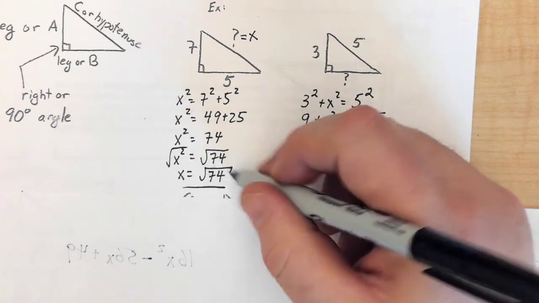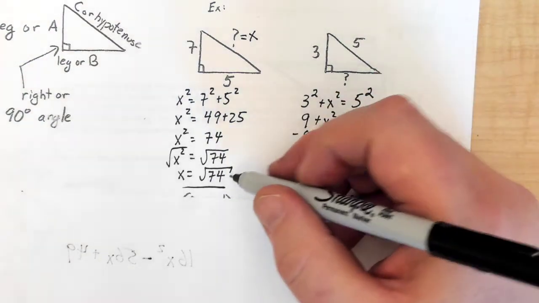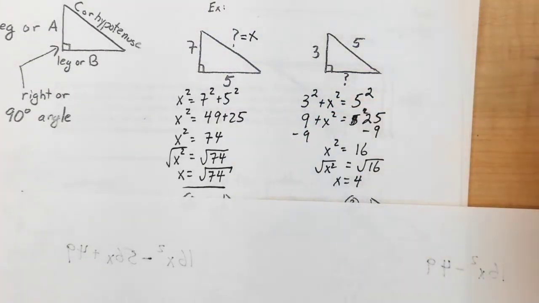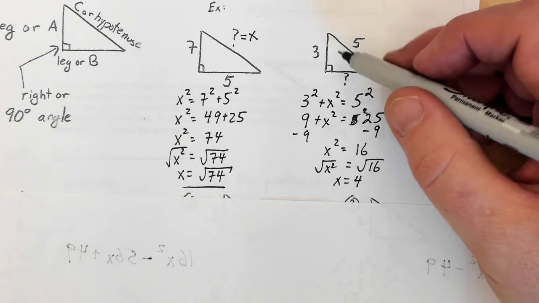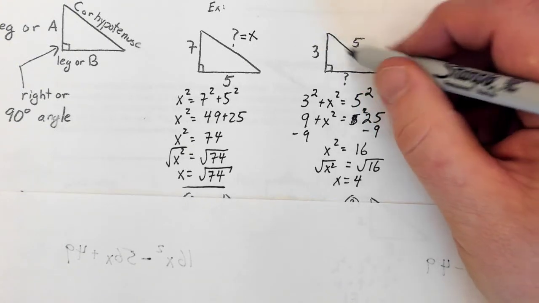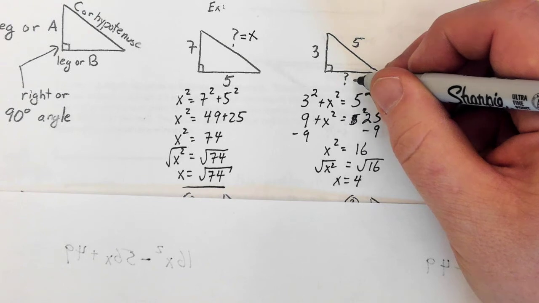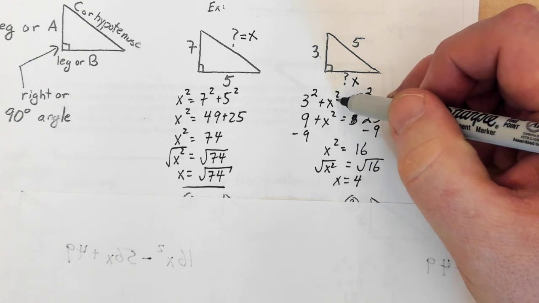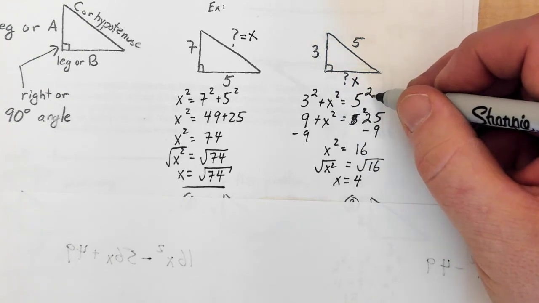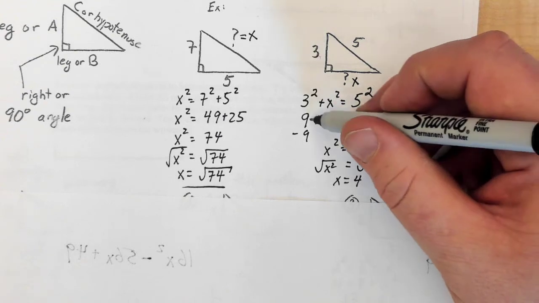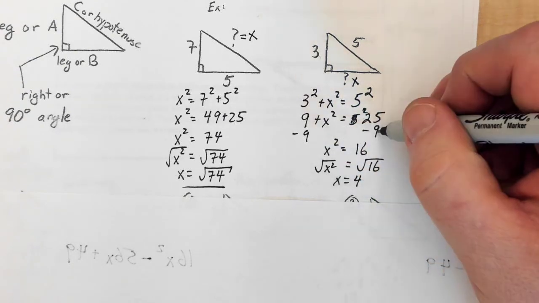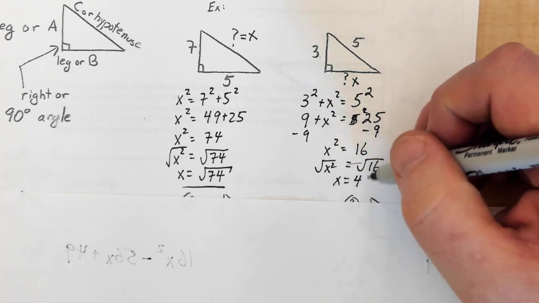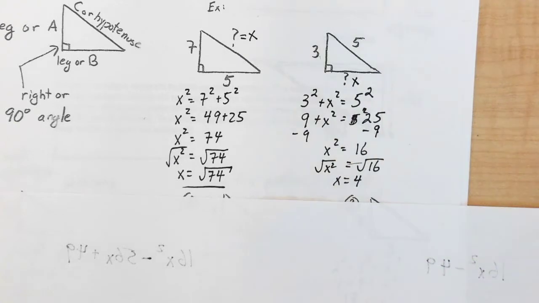The last thing I try to do is simplify the square root of 74. But there are no perfect squares that go into 74. So that's my final answer. One more example. Here I know one of the legs, and I know the hypotenuse, but I don't know this side, so I'm going to give it the variable x. So I know 3 squared plus x squared is 5 to the second power. When I square this, 9, then I can subtract it from both sides, and I end up with x squared is equal to 16. And when I square root both sides, I find out that the length of this side is 4.